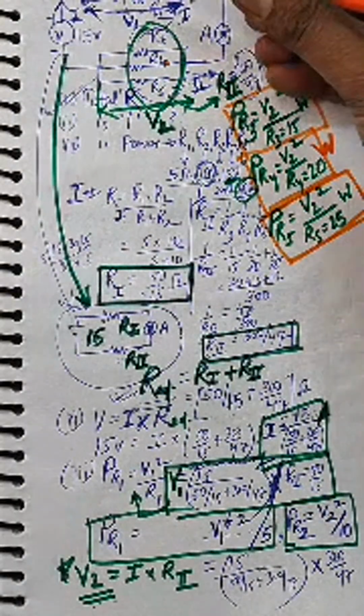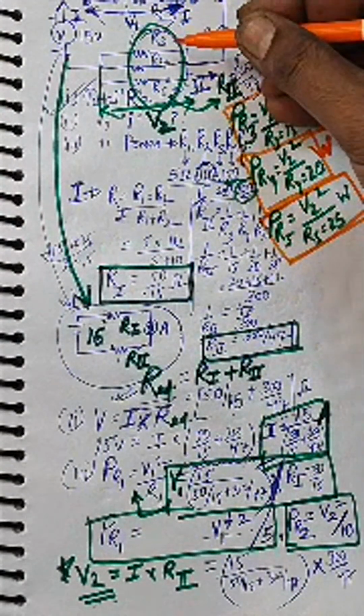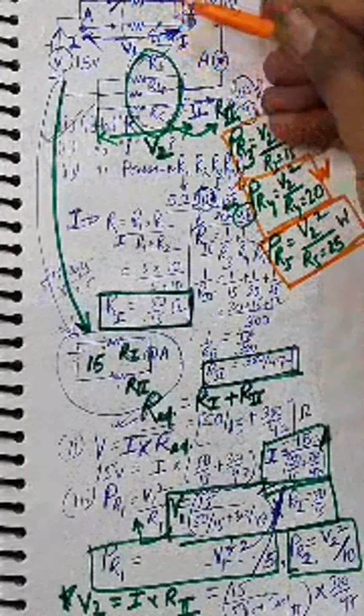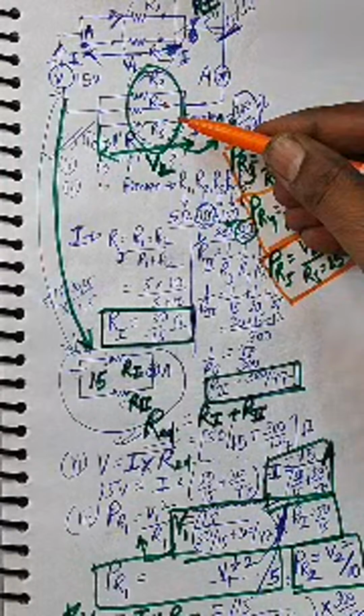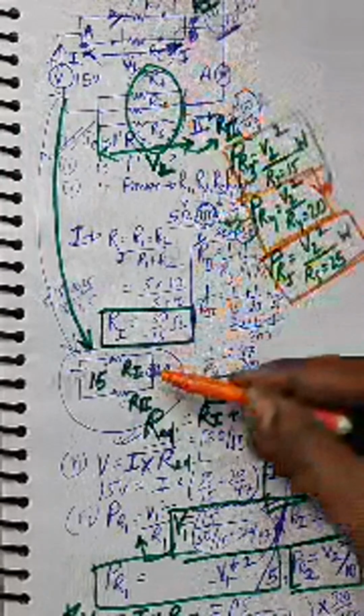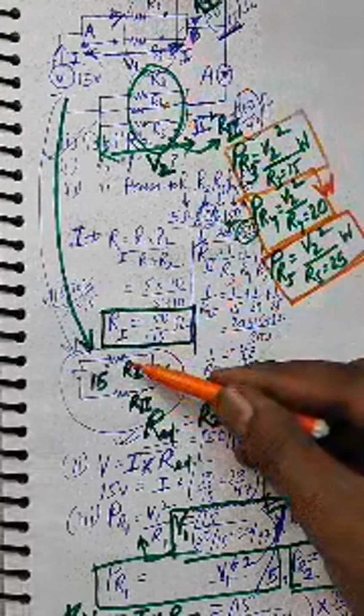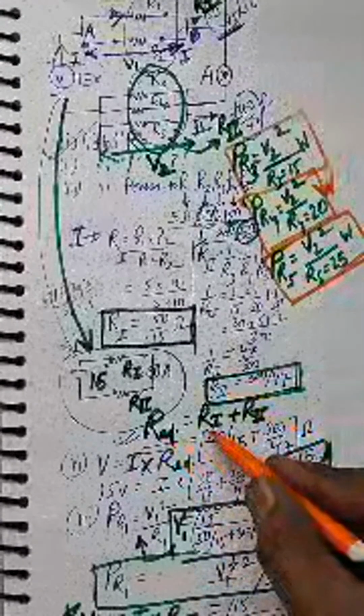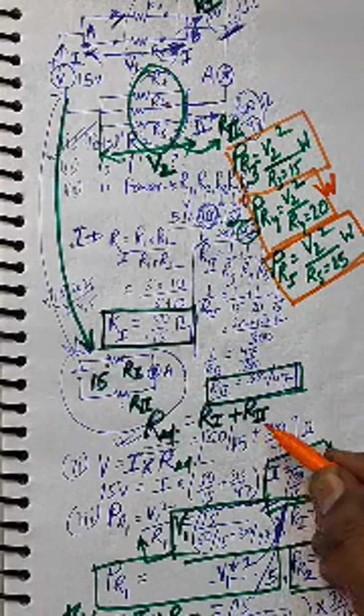Let me quickly revise within a minute. These two resistances are in parallel, so we find the equivalent resistance. Similarly, these three in parallel, we find the equivalent resistance. Now the circuit will be simplified like this. Now, these R1 and R2 are in series. Just add them and we find the equivalent resistance of the entire circuit.